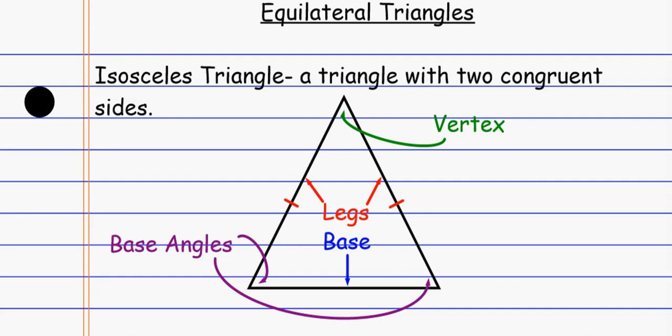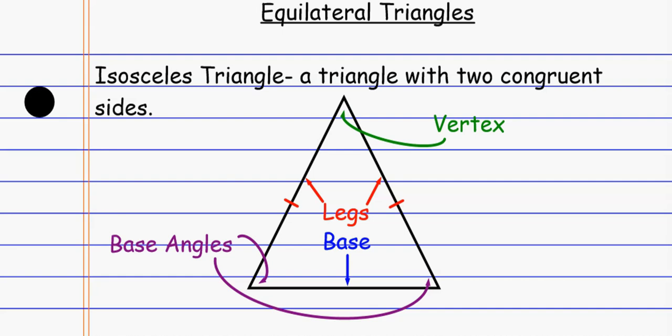So the vertex is in between the two congruent sides. The base is kind of the bottom of this thing. It's the non-congruent side. And then when we talk about the congruent sides, we call them the legs, all right? And then in addition to that, the angles that are touching the base, that are between the base and the legs, those are called the base angles. So we have all these different pieces.